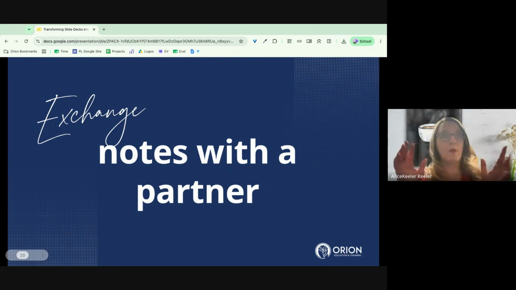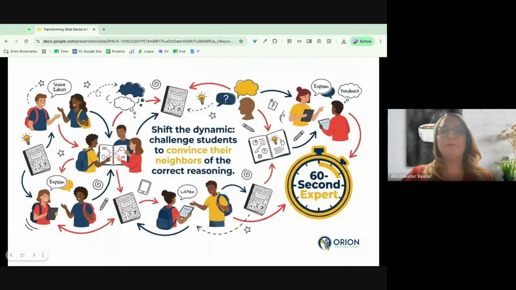So maybe what I want them to do is not copy anything, and then I ask them, write down everything you remember. Now change your notes with a partner and evaluate each other, give some feedback. What did they leave out? What maybe things they might think of also. So giving them a break to think about, what did I learn? Letting them be a 60-second expert.